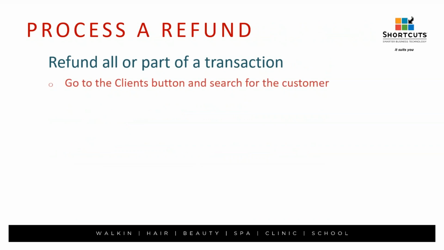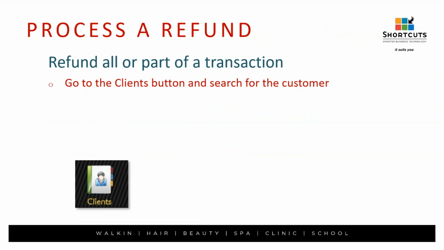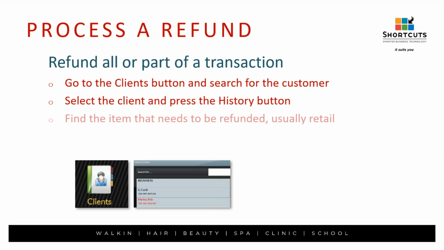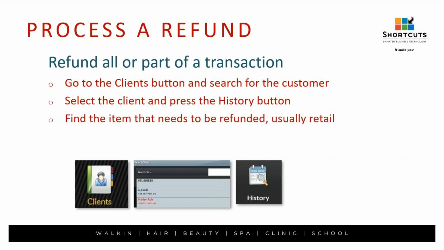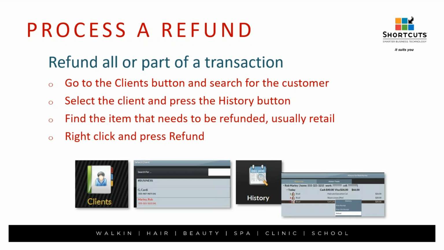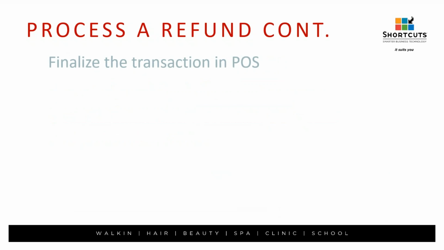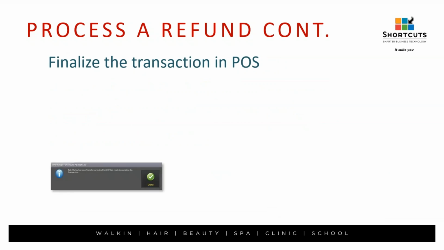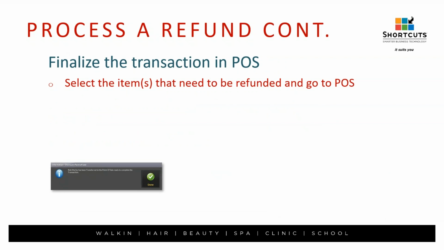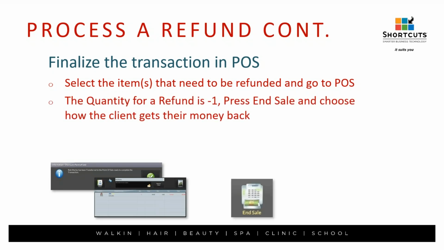Processing a refund. Depending on your particular store, you may or you may not allow this. So you would actually choose a client directly in the point of sale, go to this customer's card and go to their history, isolate the item they want to get a refund on, right click and press refund. So Shortcuts will move them into the point of sale and say, okay, this is the customer, this is the item that's going to be refunded, and it'll actually say the item is -1. That means the customer is returning the product.